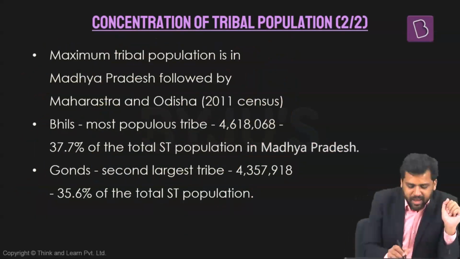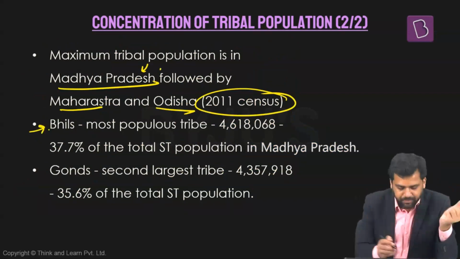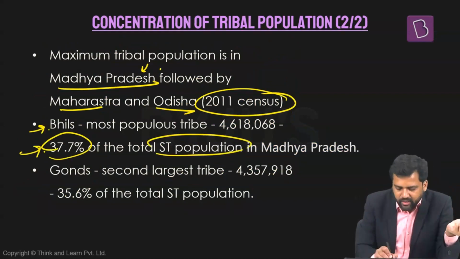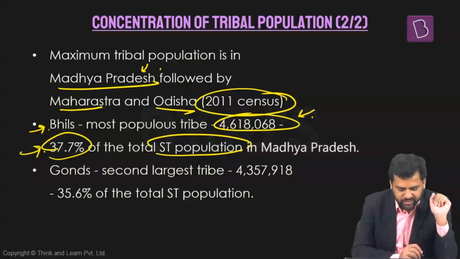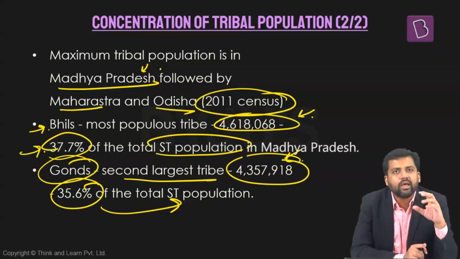Some more data points. Maximum tribal population is in Madhya Pradesh, then Maharashtra, then Odisha. This is as per the 2011 census. And Bhils are the most populous tribe. 37.7% of the total scheduled tribe population constitutes Bhils, and somewhere around 46 lakh Bhils are there as per the 2011 census. Gonds are the second largest tribe, 35.6% of the total tribal population. Around 43 lakhs is the total population of the Gonds. So these are some data points.